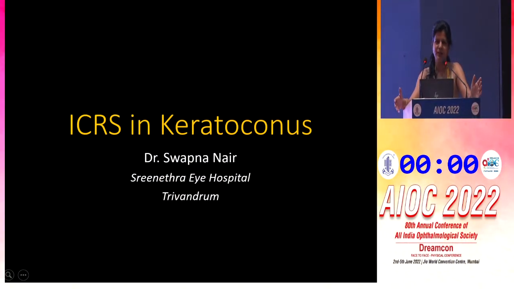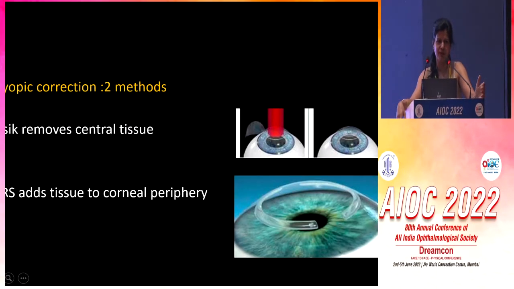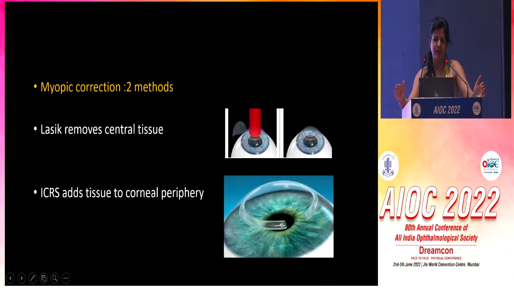So I'll be steering away from collagen cross-linking for the moment. We'll be going into not only a tectonic but also refractive process to deal with keratoconus. As you know, in a very simplified way, myopic correction by LASIK is by taking off central tissue from the cornea, whereas in ICRS we add tissue to the corneal periphery.